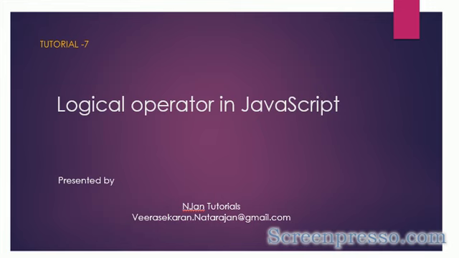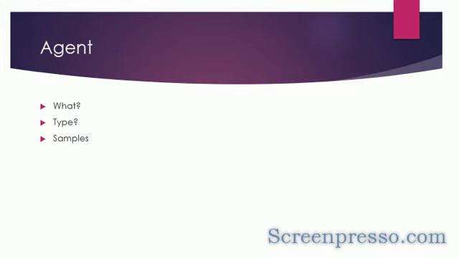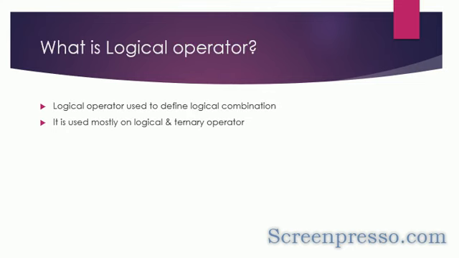Logical operator in JavaScript. What is logical operator? Types of logical operator and its samples. What is logical operator? Logical operator is used to define logical combination. It is used mostly on logical and ternary operator.